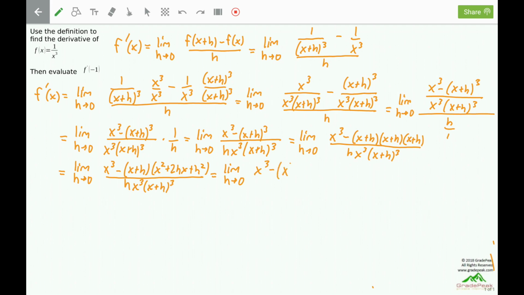That will be an x cubed. An x times a 2hx, that'll be a positive 2hx squared. And x times an h squared, that'll be a positive h squared x. And h times an x squared, that'll be a positive hx squared. And h times a 2hx, that'll be a positive 2h squared x. And then an h times an h squared, which will be a positive h cubed.